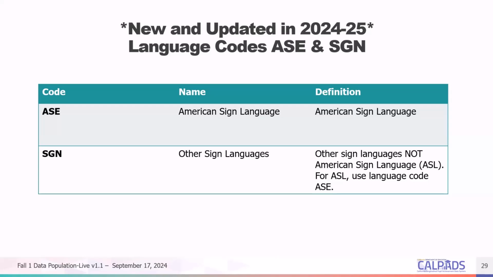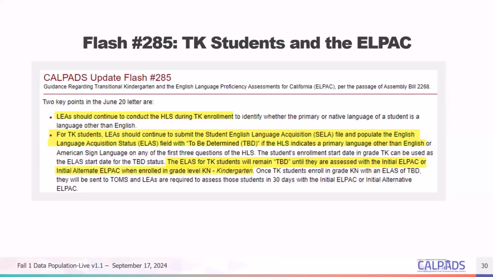So in home language surveys, if parents respond with the primary language of American Sign Language or ASL, you would use code ASE. For all other sign languages that are returned on the home language survey, use language code SGN. And this will ensure that students who speak a sign language other than ASL will be sent to TOMS for LPAC testing. There is one further announcement here, a communication with Flash 285, which does have impacts on LPAC testing and on the CELA record.